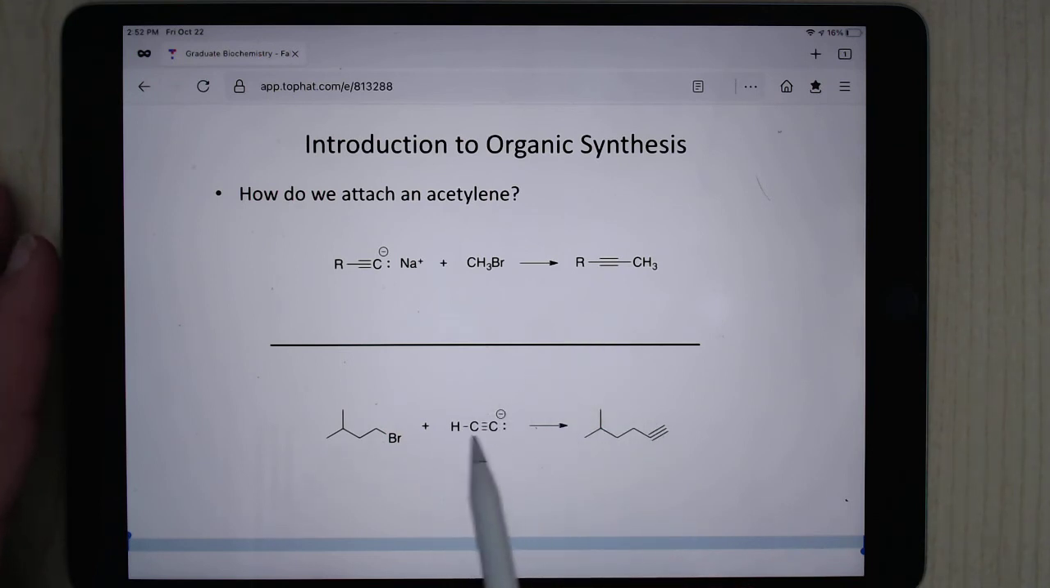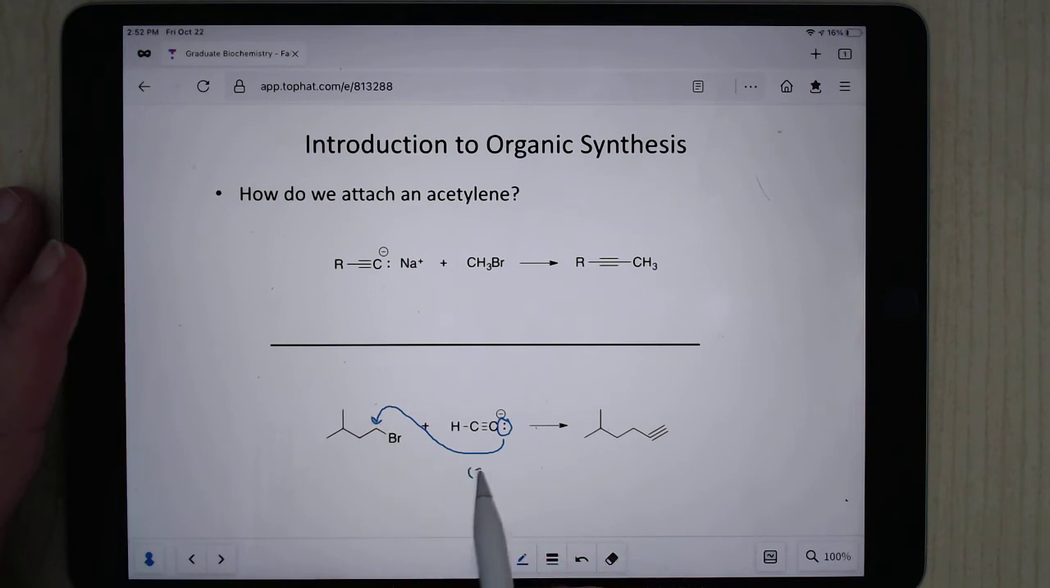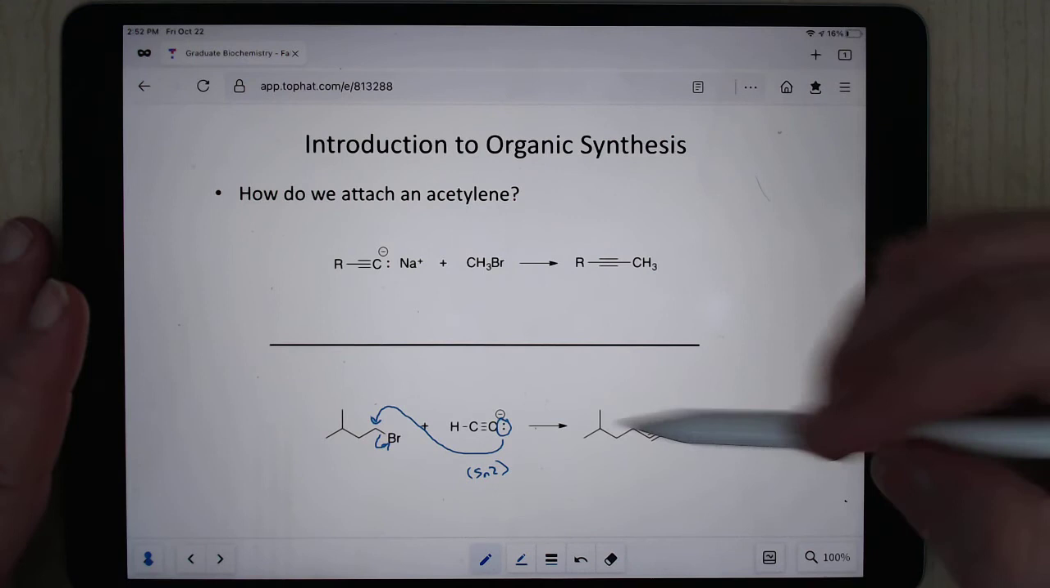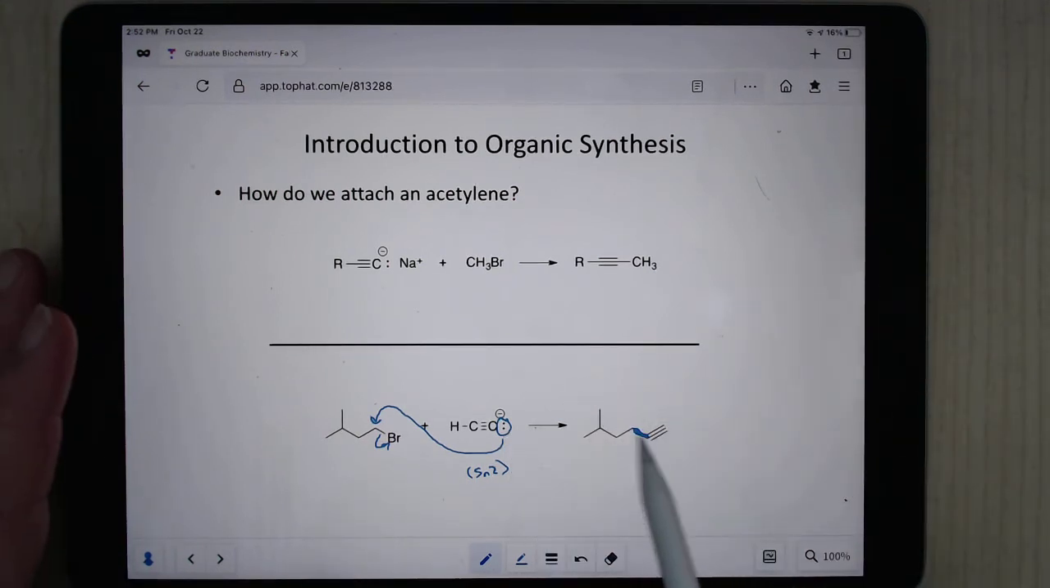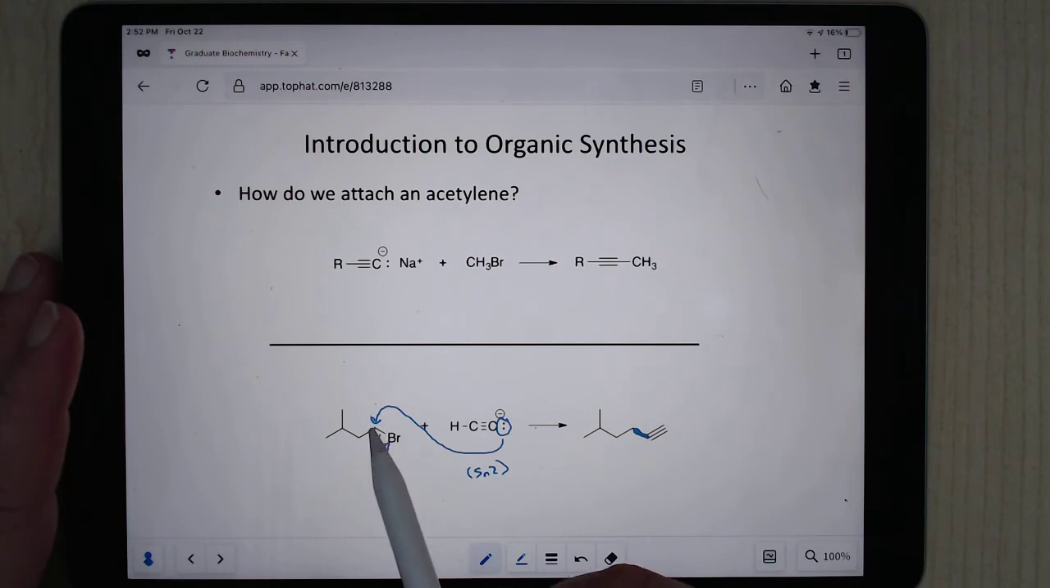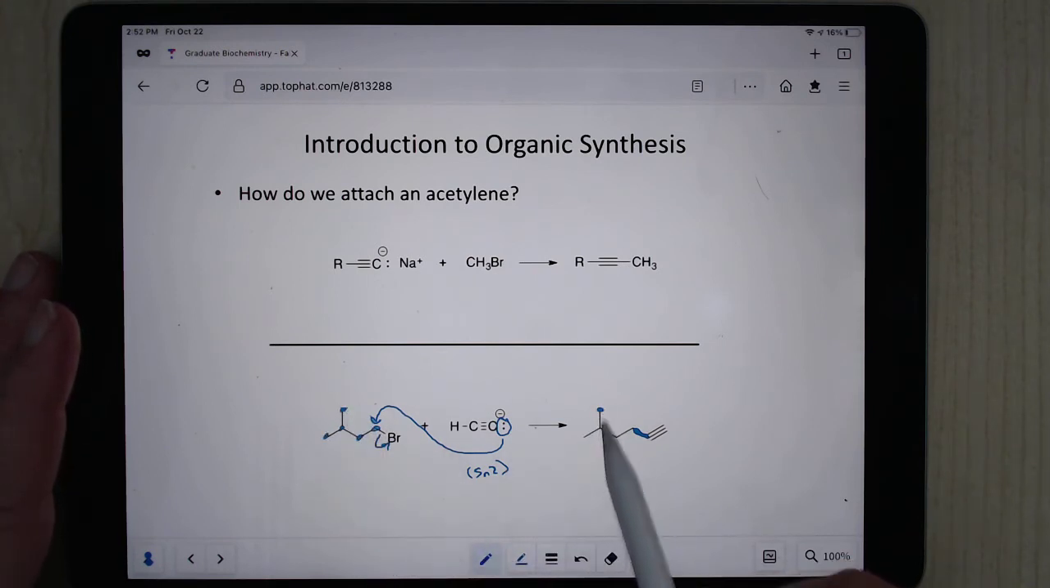Well, we're going to take our acetylene anion here, and we're going to do a nice SN2 reaction. Right? So we do this SN2, and then this is going to get kicked away, and so we're going to form this new bond here. So these electrons are going to form that new bond, and here are the electrons on this side.